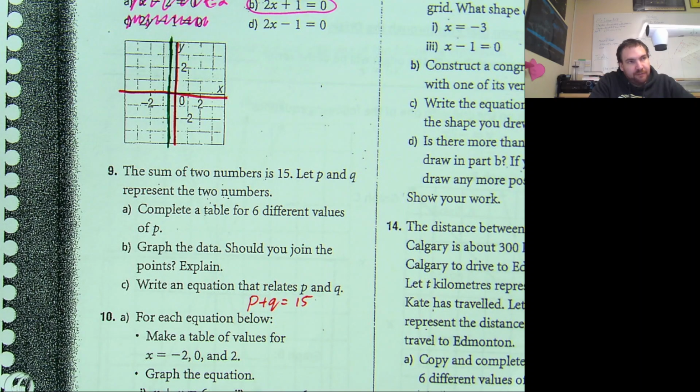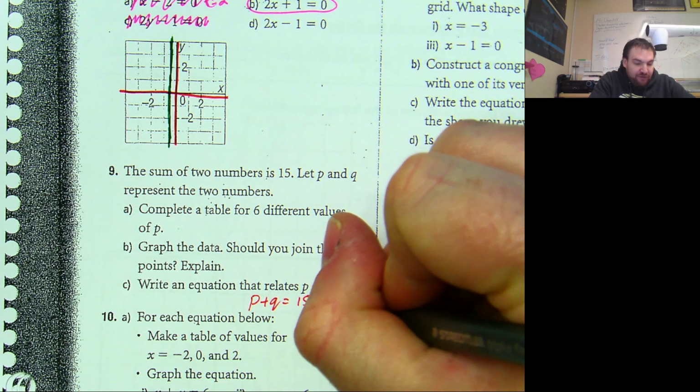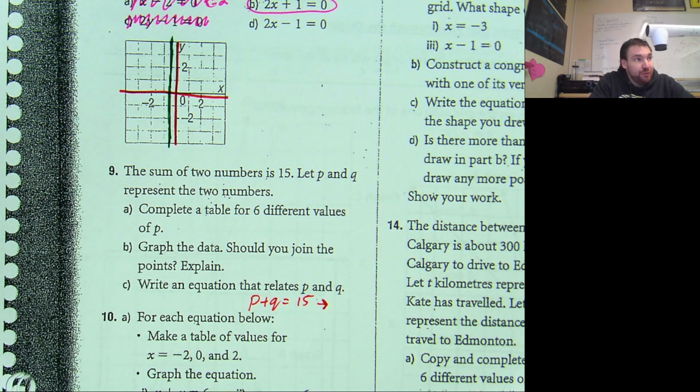But I don't want it in that form because that's standard form. Let's put it into slope-intercept form just to make our life a little bit easier. Slope-intercept form just means I'm isolating for one of the variables. So, Kyla, which variable do you want to solve for? Q? P? Does it matter? Doesn't matter. You choose.